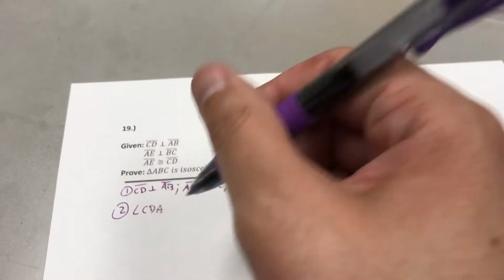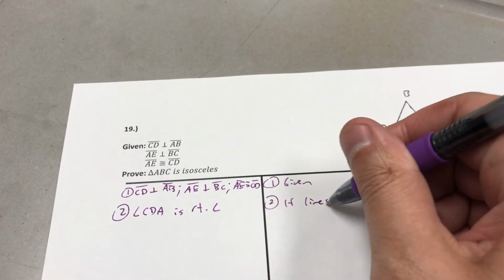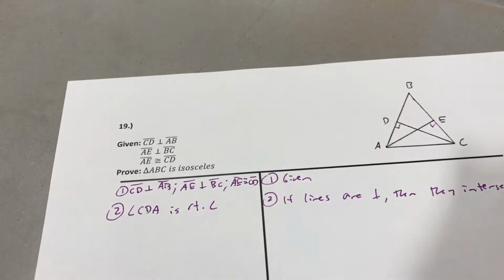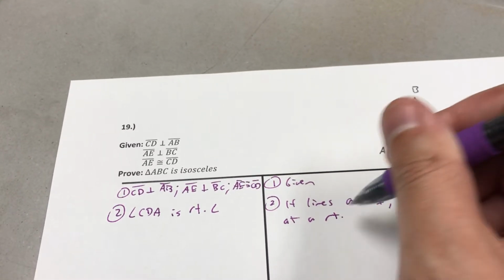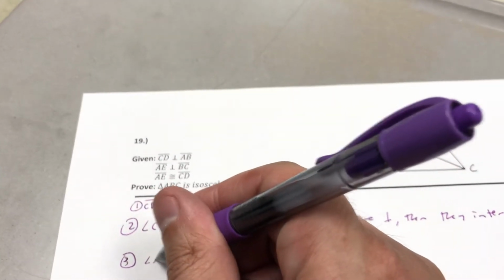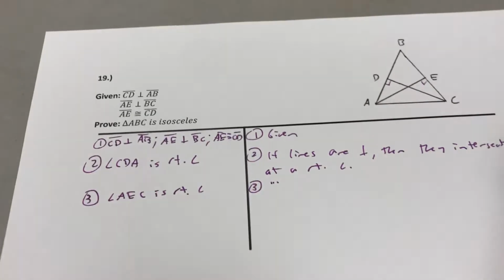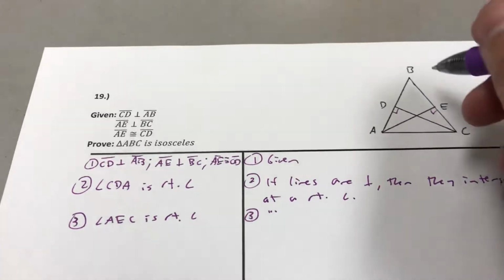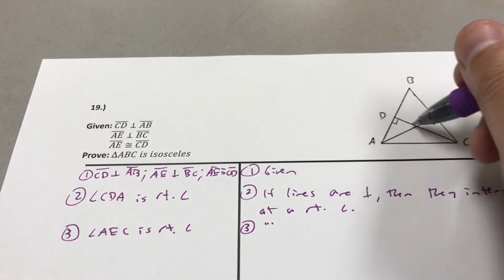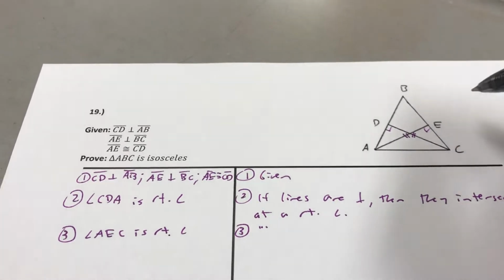Angle CDA is a right angle if lines are perpendicular, then they intersect at a right angle. Okay, and AEC is a right angle. Okay, and that's for the same reason. Now, segment AE is congruent to CD. Okay, AE is this segment here, CD is that segment there, so these overlapping segments are congruent. It's a little hard to mark that, but you just kind of have to remember it's that whole segment and that whole segment.